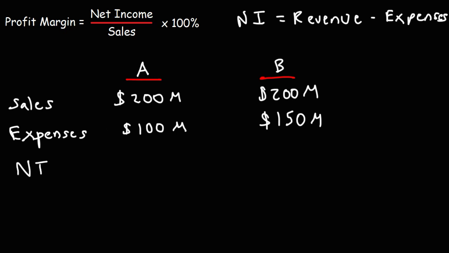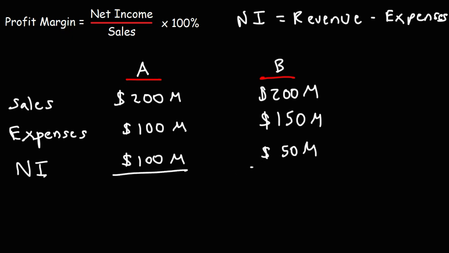So to calculate the net income for company A, it's going to be the difference between these two numbers, 200 minus 100 million. So that's 100 million. And for company B, it's 200 minus 150. That's going to be 50.